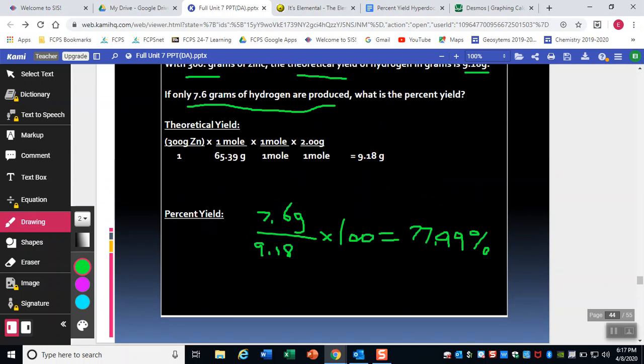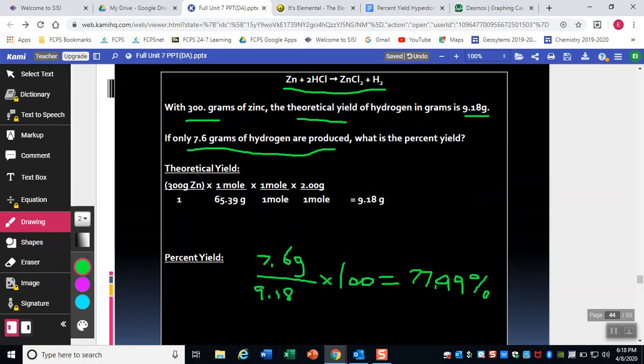The interesting part is up here, to figure out the theoretical yield. It's like what we were doing in those previous problems, where you're just doing mole conversions. So you take what you've got. You were given 300 grams, so you put that over 1, and then you just keep converting until you find how many grams of hydrogen you can get. I've got grams of zinc, so how much is 1 mole of zinc? You just look on your periodic table.